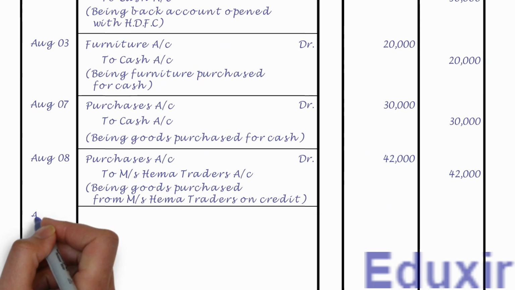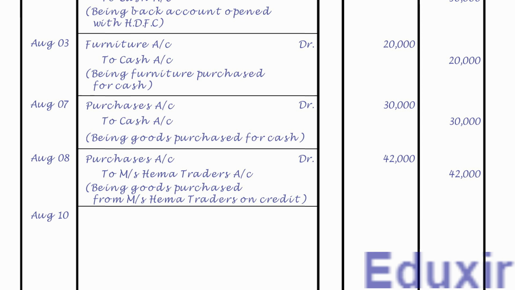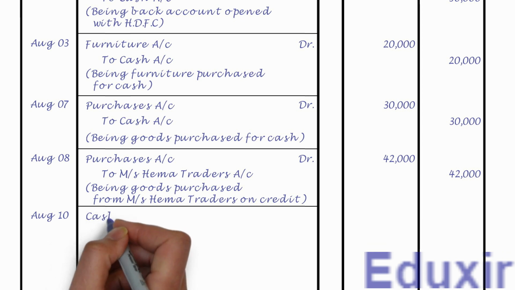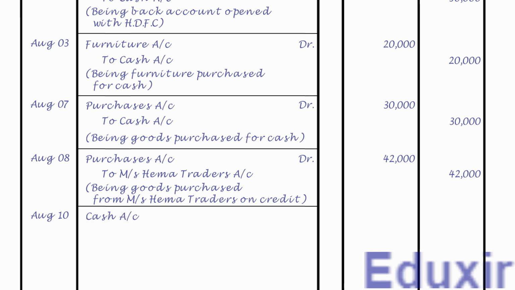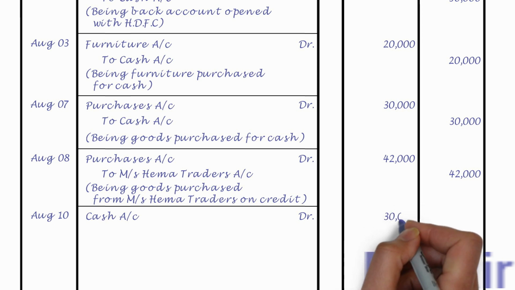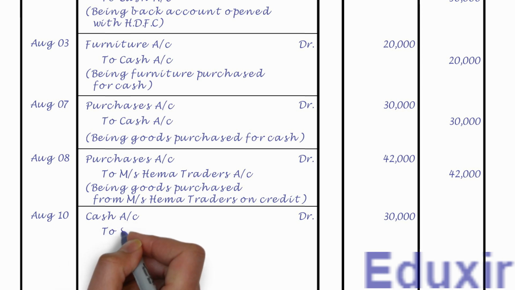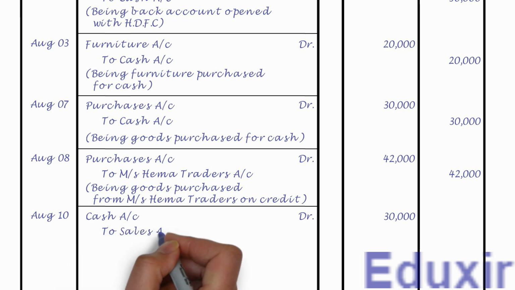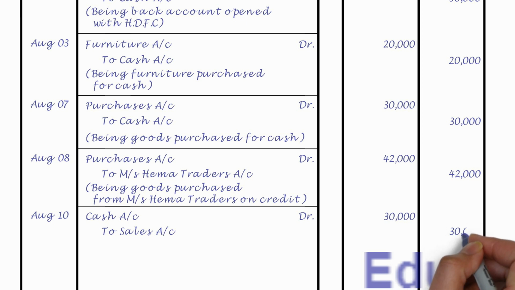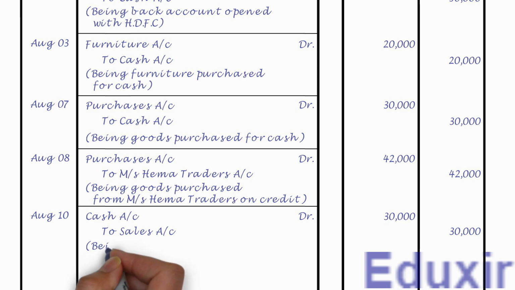Let us first record the date. Let us then record the cash account as the debit entry. Let us also write the text DR to indicate that this is a debit entry. Let us also write the debit amount of 30,000 rupees into the debit amount column. Leaving a margin, let us now record the sales account as the credit entry. Let us also record the credit amount of 30,000 rupees into the credit amount column. Let us now record the narration or description of this transaction, that is, being goods sold for cash.